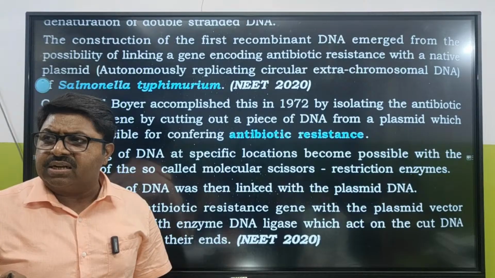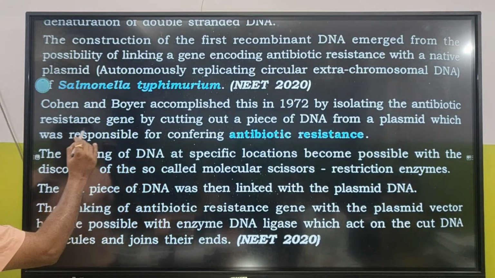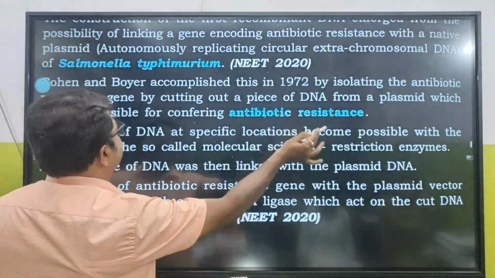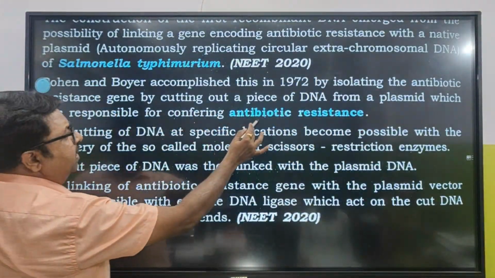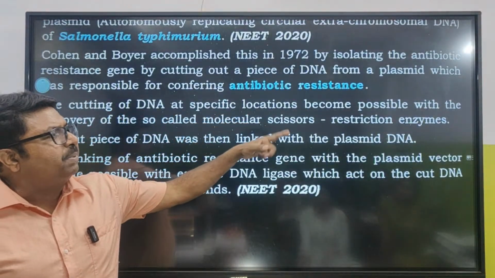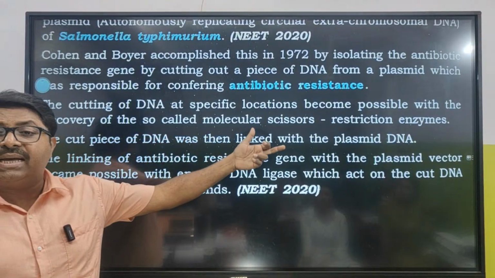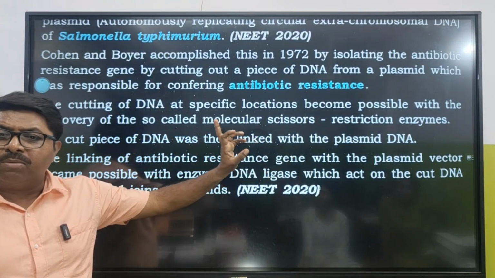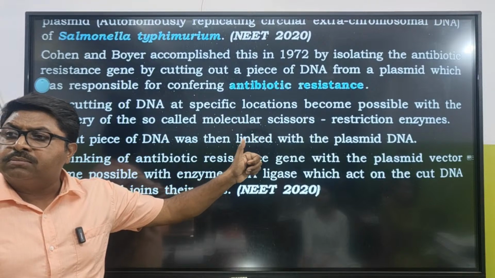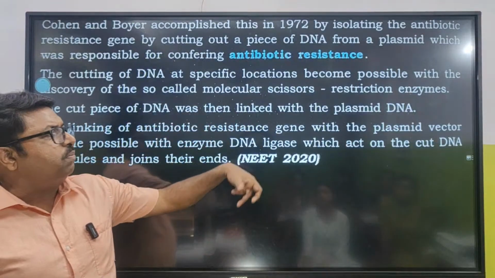We have talked about Cohen and Boyer. These two scientists are the persons behind biotechnology. In 1972, they cut out a piece of DNA from a plasmid which was responsible for conferring antibiotic resistance. The cutting of DNA at specific locations became possible with the discovery of the so-called molecular scissor. What is that? Restriction endonucleases are called molecular scissors, and molecular glue is ligase. The cut piece of DNA was then linked with the plasmid DNA.